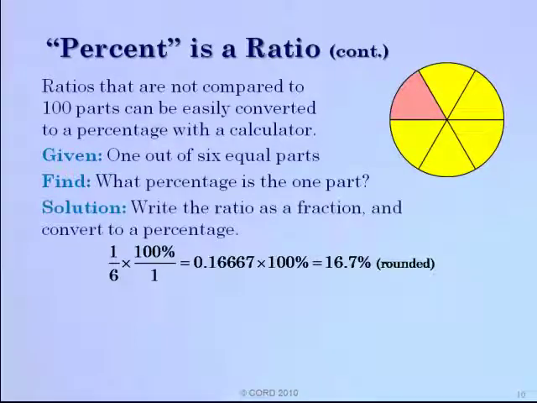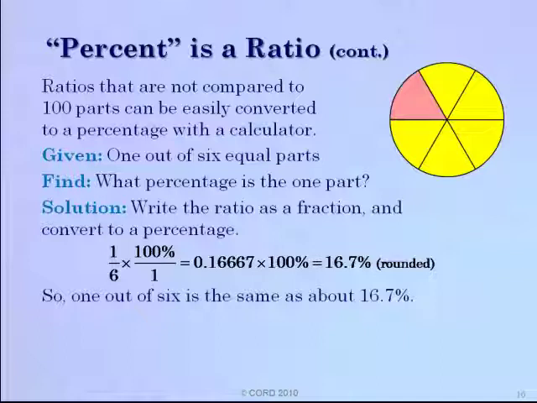Well, we write that ratio as a fraction and convert it to a percentage. So we have 1 to 6 is the ratio, and we can just multiply it by a unit ratio of 100% to 1 and end up with 0.16667 times 100%, or 16.7%. Now, this is the mathematically correct way to handle the conversion. You know that you're just really multiplying 1/6 times 100%, which is probably the way you're used to seeing it, and that's quite all right. So 1 out of 6 is the same as 16.7%.